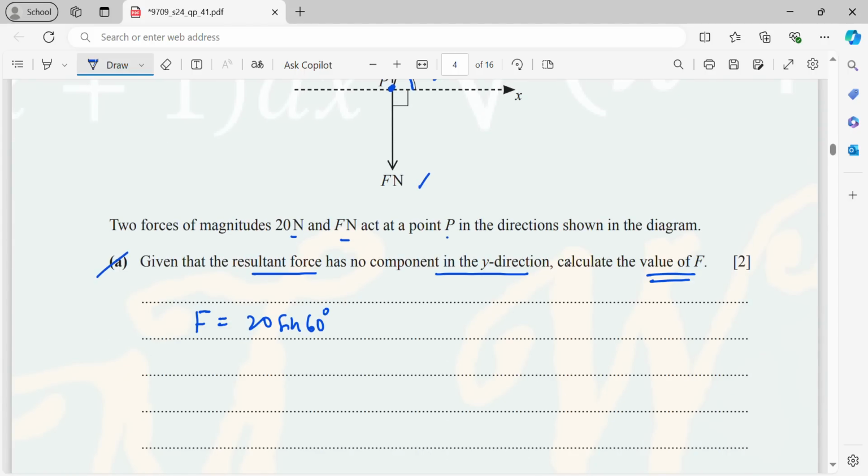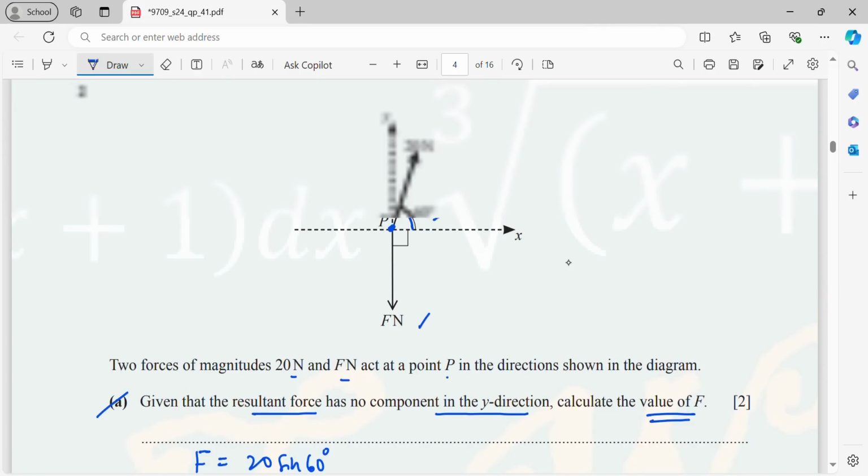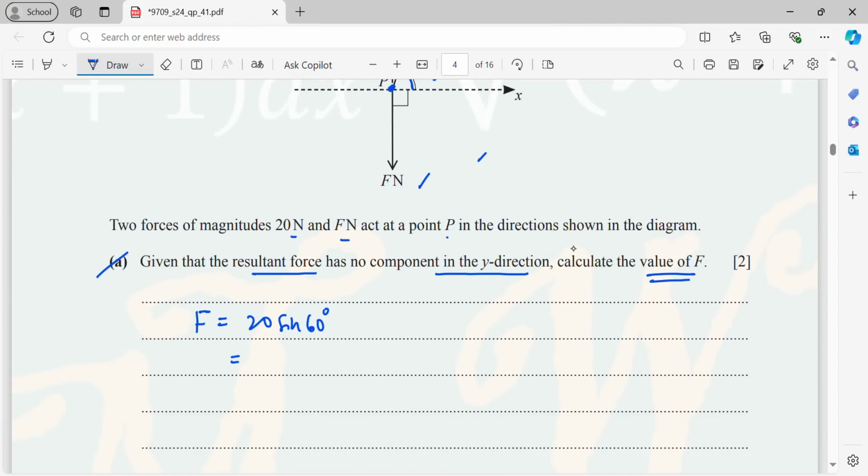Okay, because there's no resultant force, when you consider the upwards and downwards force, they will be equal. So your resultant force will be 0 because the upward force is the same as the downward force. So it will be balanced off. Then 20 sine 60 degrees is square root 3 over 2. Therefore, I will be getting 10 square root 3. That is my F.